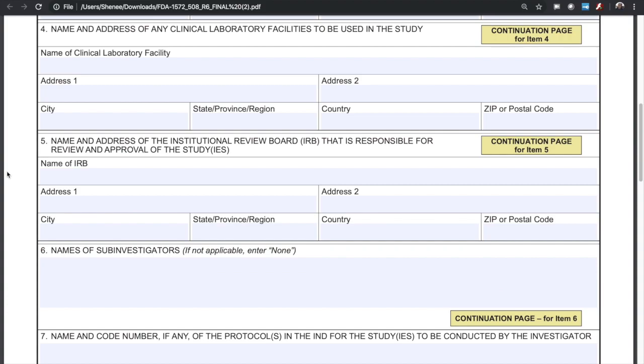Then you have box 5, which is the name and address of the institutional review board that is responsible for review and approval of the study or studies, because there are multiple studies within each phase. So preclinical, there's a number of studies. Phase 1, there's a number of studies. Phase 2, same thing, a certain number of studies. I don't know exactly how many there are, but it depends on what it is they're trying to investigate and what information they need to collect.